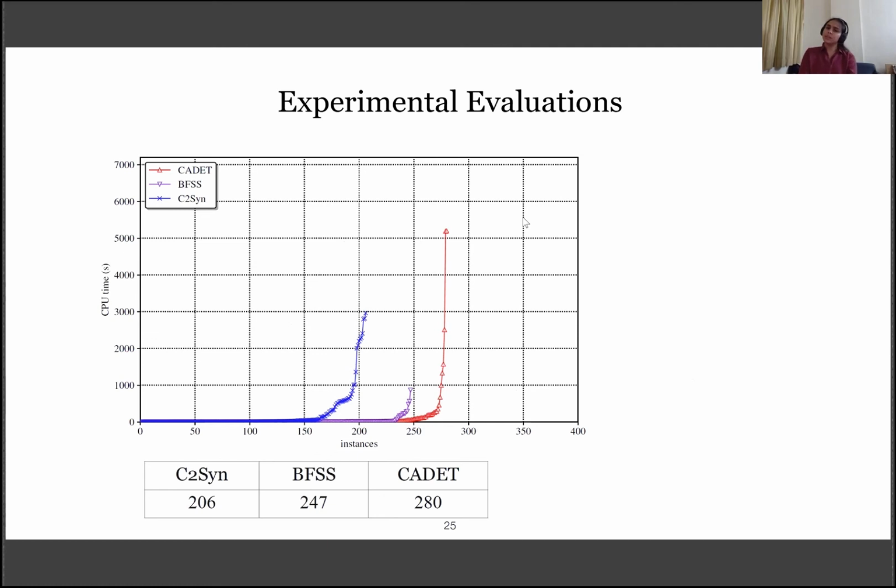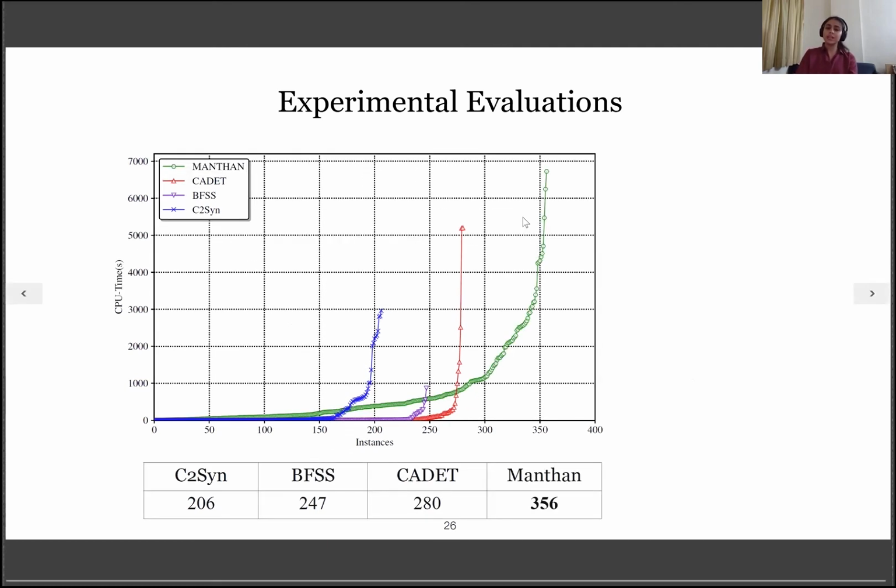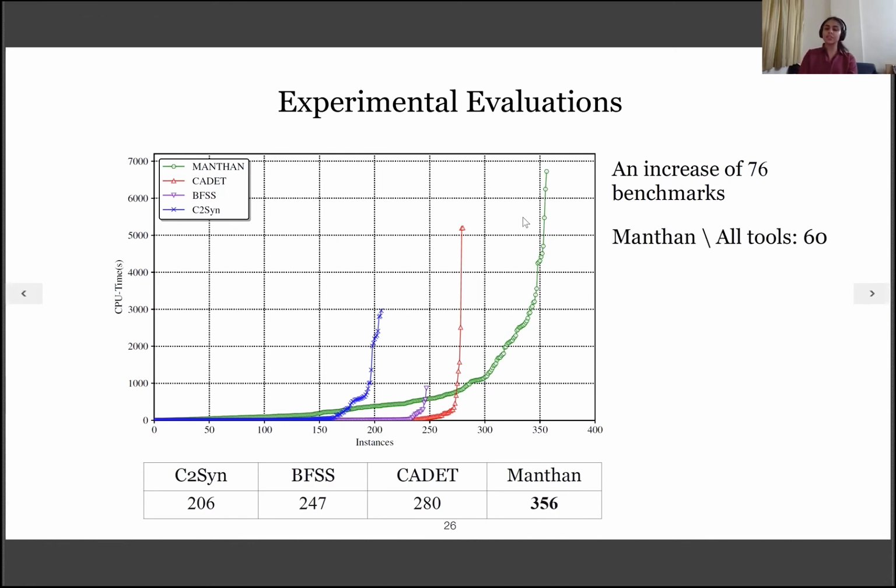So where does Manthan stand? The green line here represents Manthan. Manthan is able to solve 356 instances, that is an increment of 76 benchmarks over the state-of-the-art tools. Not only that, over a vis-a-vis analysis with each of these tools, it turns out that Manthan is able to solve 60 new benchmarks that none of the state-of-the-art tools were able to solve.